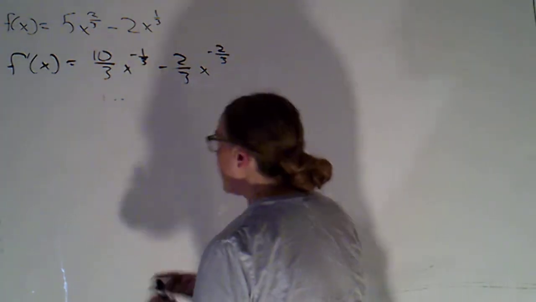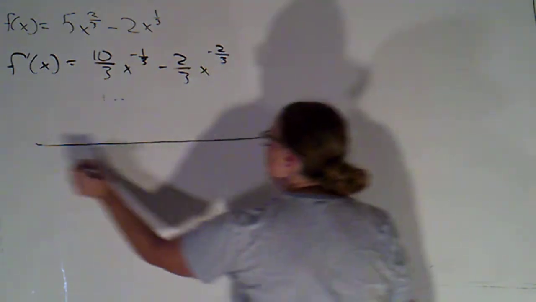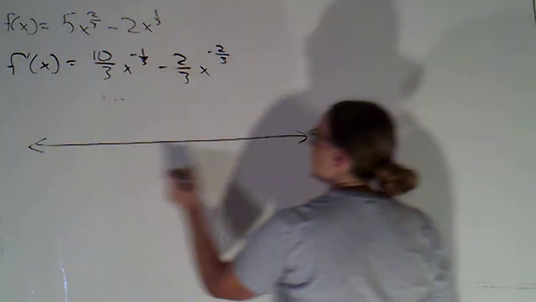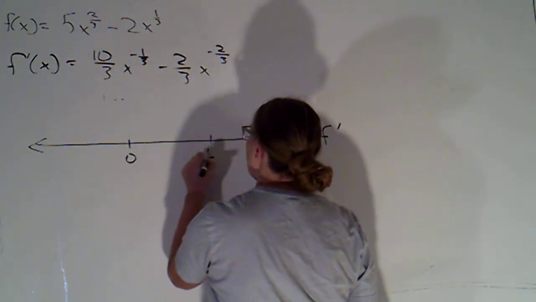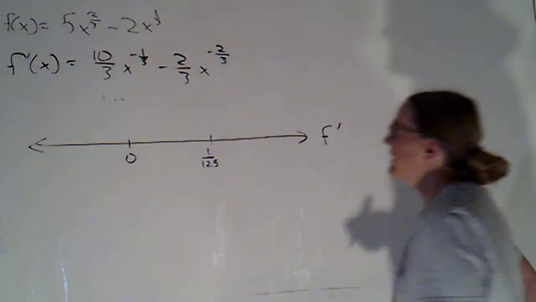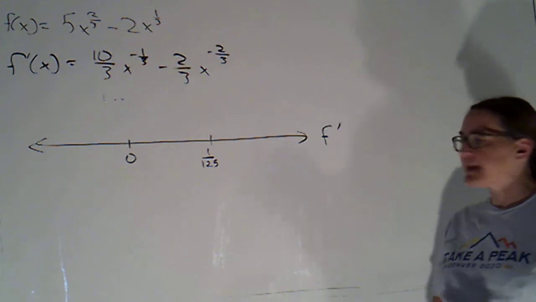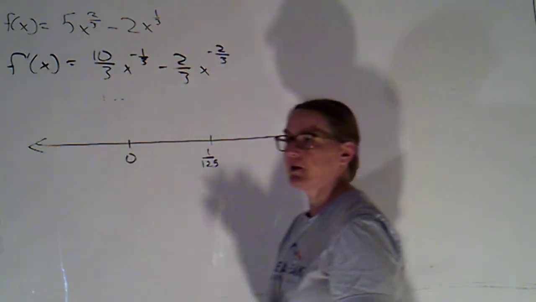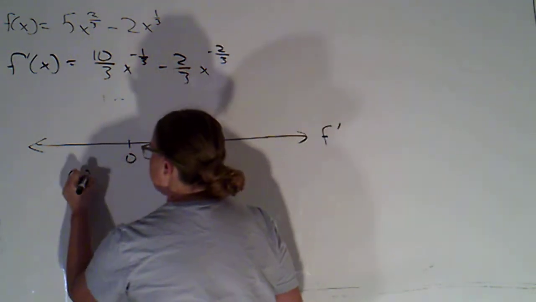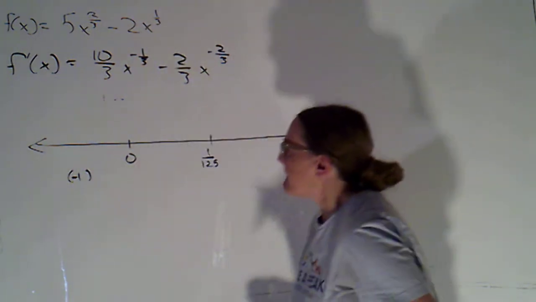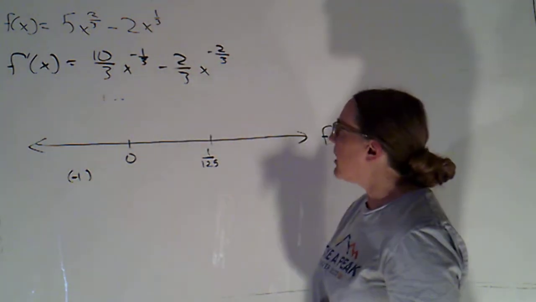So, I'm going to draw my number line for f prime. I'm going to mark off 0 and 1 over 125. And now I want to be very strategic about the test numbers that I pick for each of these intervals. Here, I think I'm going to pick negative 1, because that's easy to take the cube root of.